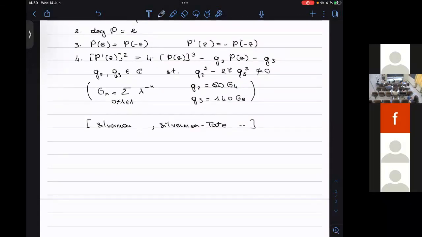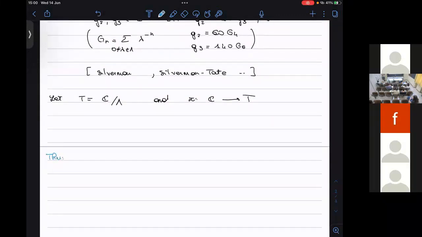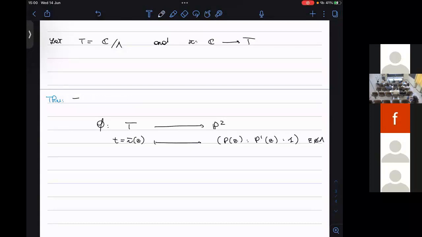More precisely, what I want to state is that if we consider a complex torus T and pi is the universal covering, then the theorem that I state below is the following. The map phi from T to P2, which sends every point that can be represented in this way to the Weierstrass p function, the derivative of the Weierstrass p function, 1, if it does not belong to lambda, where lambda is this one in this case, maybe with the notation above.